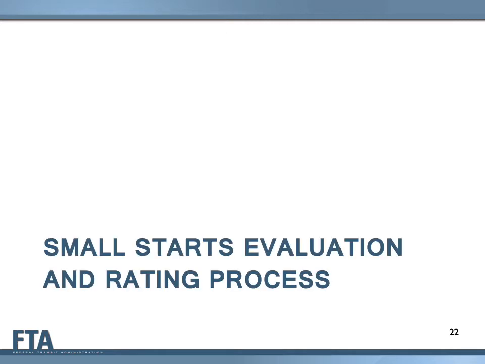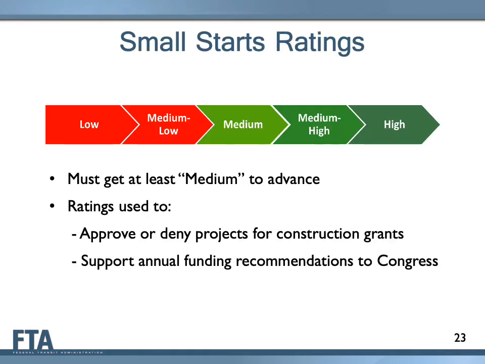Now we will discuss the Small Starts evaluation and rating process. The law specifies that FTA is to use a 5-point rating scale as shown on this slide: low, medium-low, medium, medium-high, and high. Projects must receive a medium or better overall rating to advance through the CIG process and receive a construction grant agreement. Project ratings are also published in the Annual Report on Funding Recommendations, a companion document to the President's budget request to Congress each year.